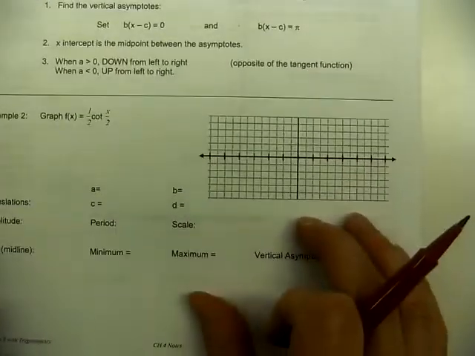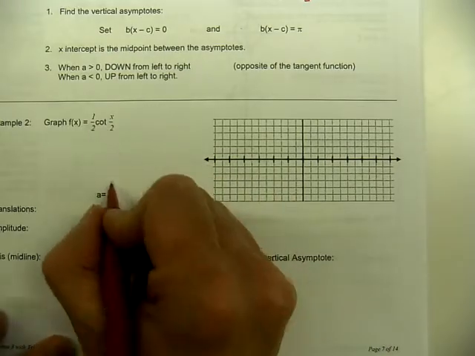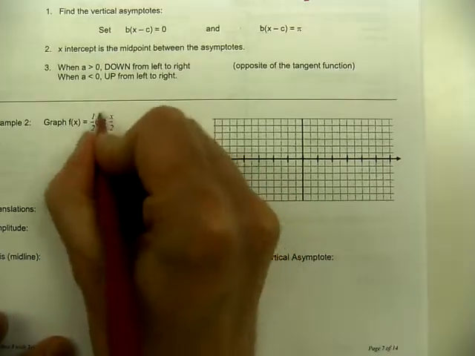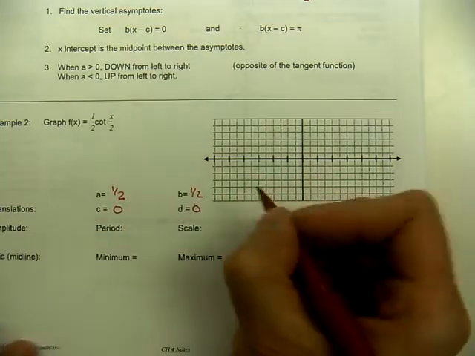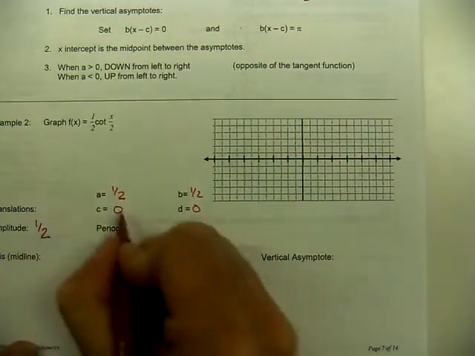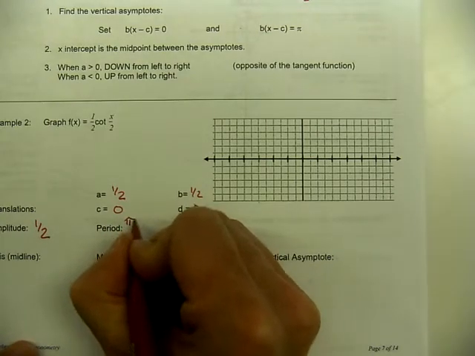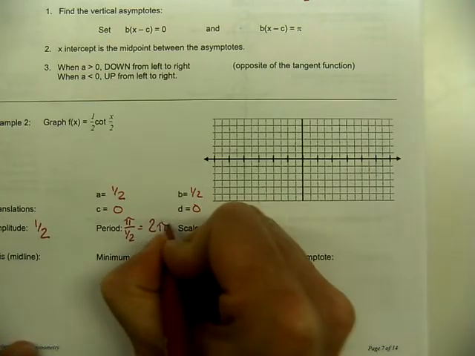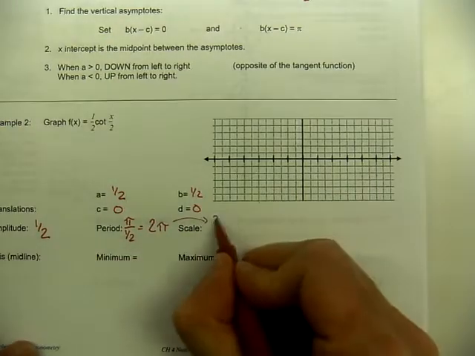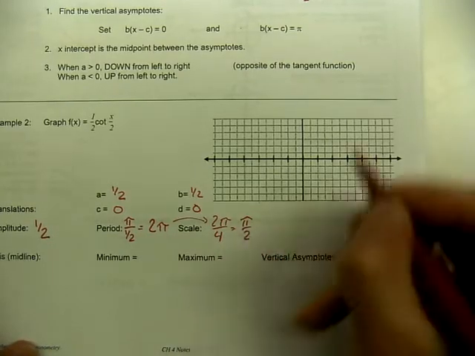So here's our second graph. 1/2 times cotangent of x over 2. So the a is 1/2. Notice the b is also 1/2. No c and no d in this case. So amplitude is 1/2. The period is not 2 pi, but 1 pi divided by b. So we're dividing by 1/2. That simplifies to 2 pi. So it's a horizontal stretch. Take that result, divide that into 4 equal parts, and this will be our scale, pi over 2.